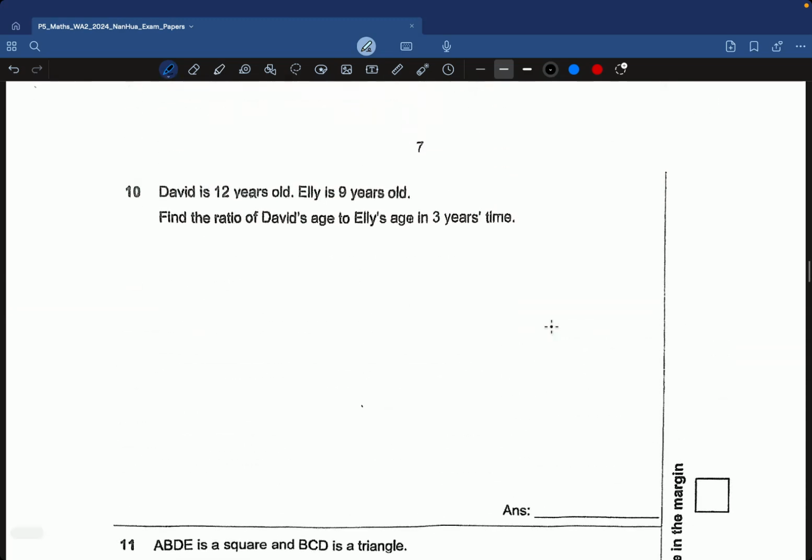Question 10. David is 12 years old, Ellie is 9 years old. Find the ratio of David's age to Ellie's age in 3 years' time. So David in 3 years will be 12 plus 3, which is 15. And then Ellie in 3 years is equal to 9 years old plus 3. This will give us 12.